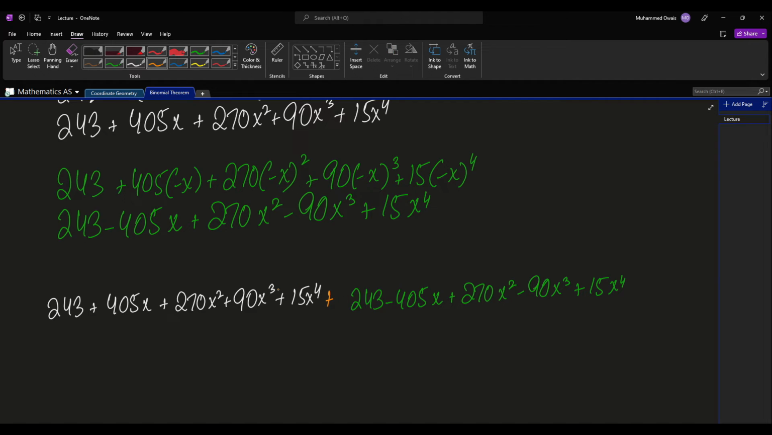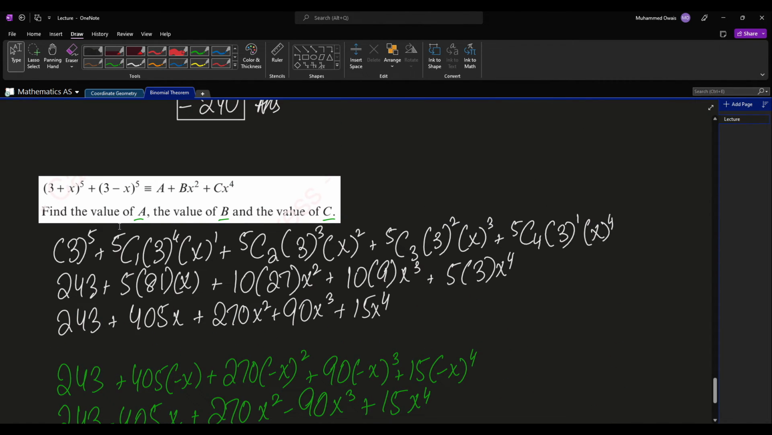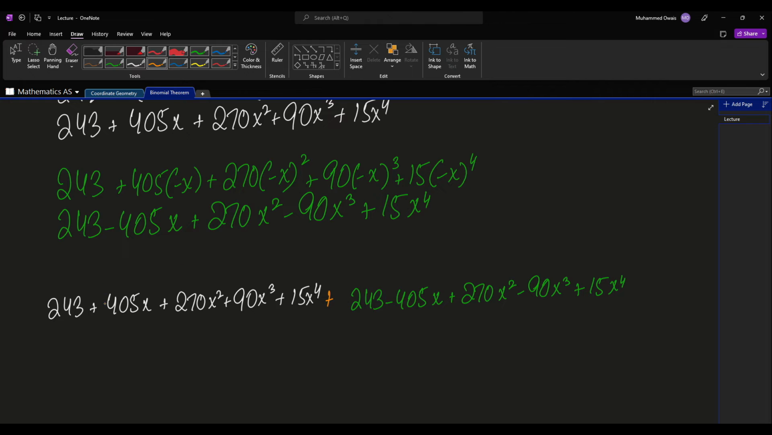Now to add both of these, as they've done it up here. 243 plus 243 will give me 486. 405 minus 405 will give me 0, so we don't care about that. Now 270 plus 270 gives me 540 x square. Now 15 plus 15 x4 gives me 30 x4. I didn't care about this because plus 90 minus 90 is 0.